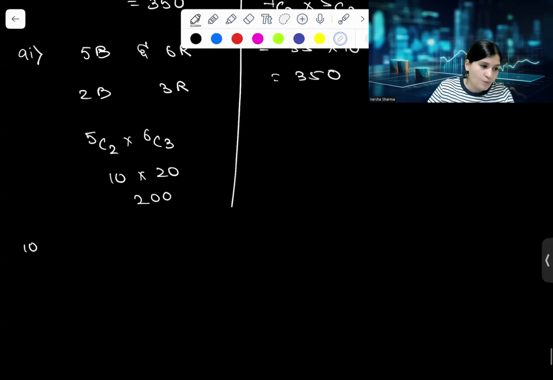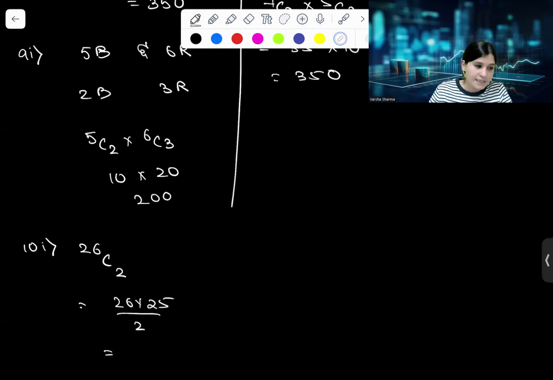What is the number of ways of choosing 2 red cards from a pack of 52? In a pack of 52, how many red cards are there? 26. Out of those 26 cards, I want to pick 2 red cards. So out of 26, choose 2 cards. Answer: 325.